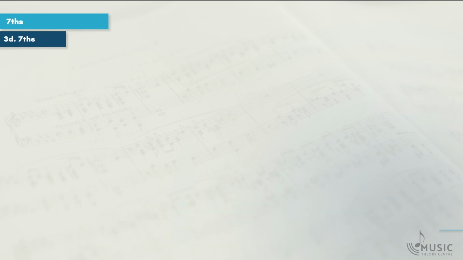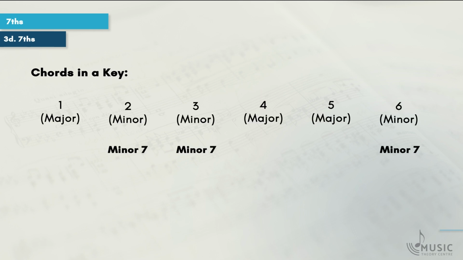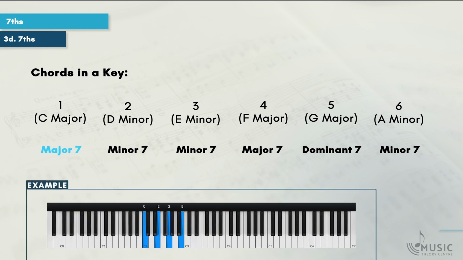So how are these chords used in a key? Well, really, you can play them however you want. If it sounds good, it is good. But the typical rule is, the minor chords in a key use minor 7, then the 5th uses a dominant 7, and the 1st and 4th use major 7. Let's see them all in the key of C major. C major 7, D minor 7, E minor 7, F major 7, G dominant 7, and A minor 7.